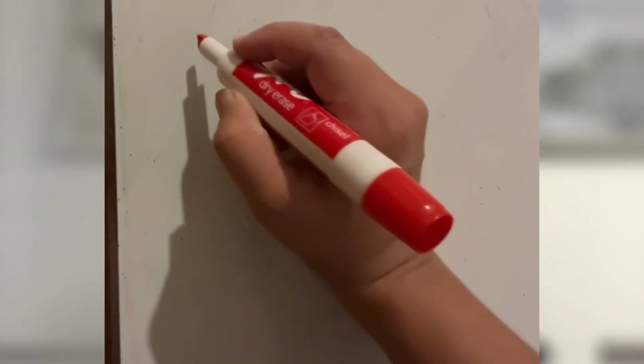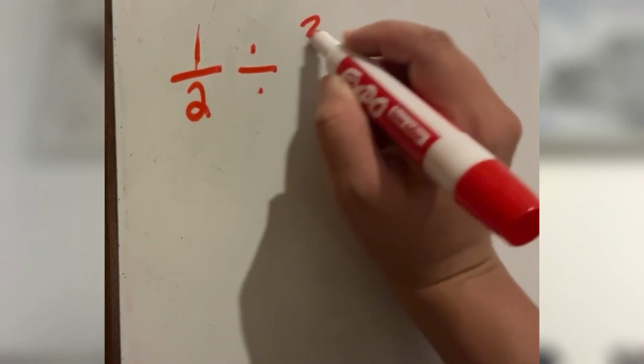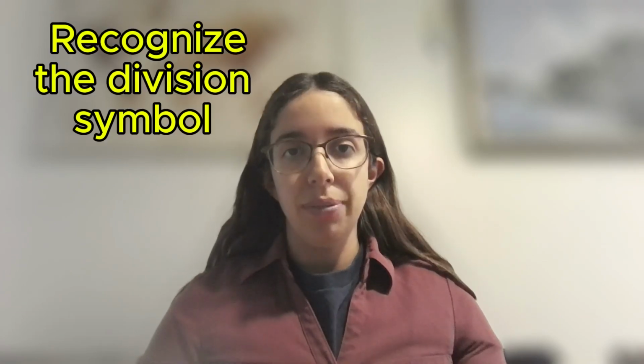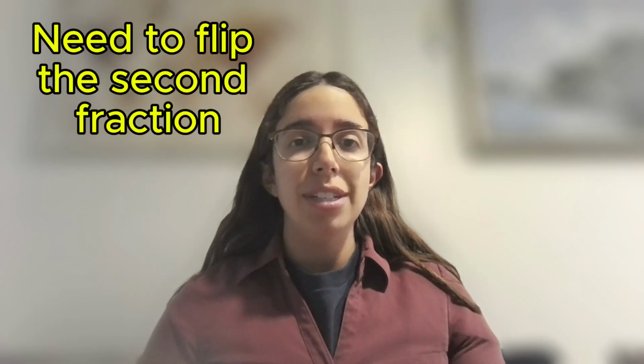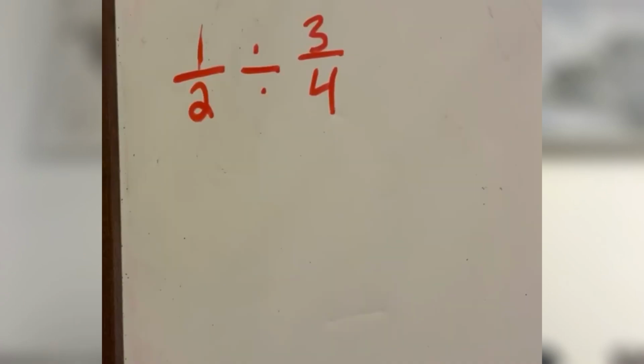And let's get into our problems for today. Here's our first one. We have a half divided by 3/4. So when we're dividing fractions, the first thing that we need to recognize is that we're dealing with division. Once we see the division symbol, that's going to tell us that we need to flip our second fraction. So once we flip it, we're going to make it into a multiplication problem. So let's go through that.